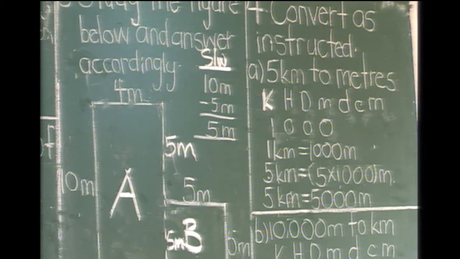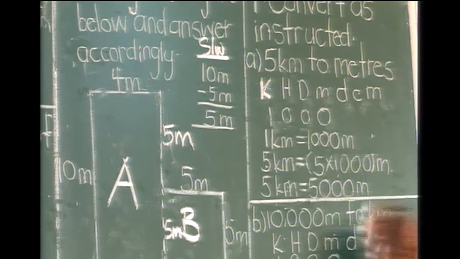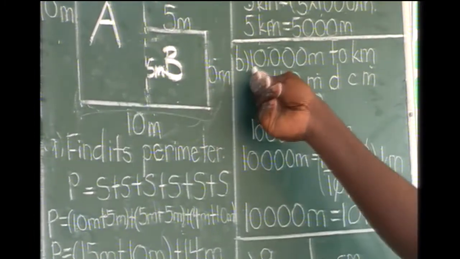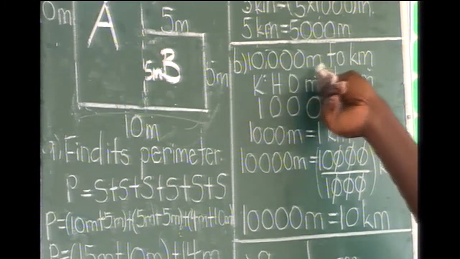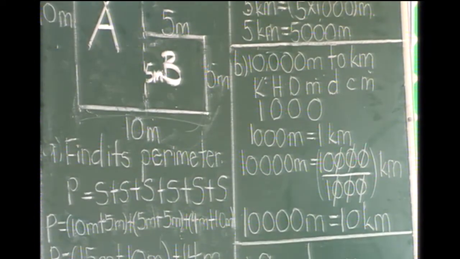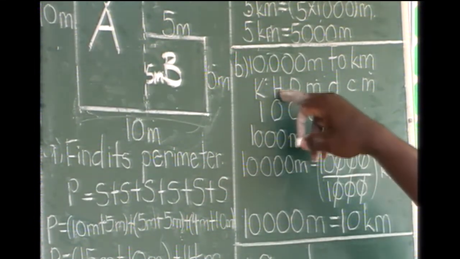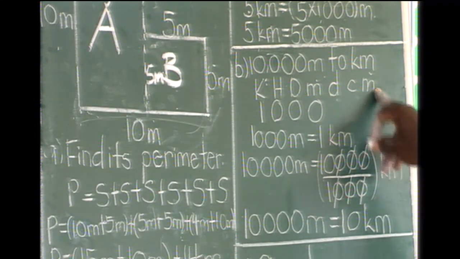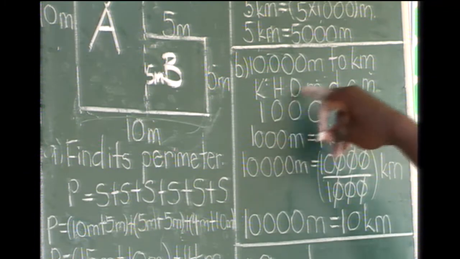Part B of number 4 reads: convert 10,000 meters to kilometers. Remember, in A, we are converting kilometers to meters, and now the other way around is true. For part B, we say convert 10,000 meters to kilometers. Still write King Henry's daughter Mary drank cold milk, where I've got kilometers, hectometers, decameters, meters.